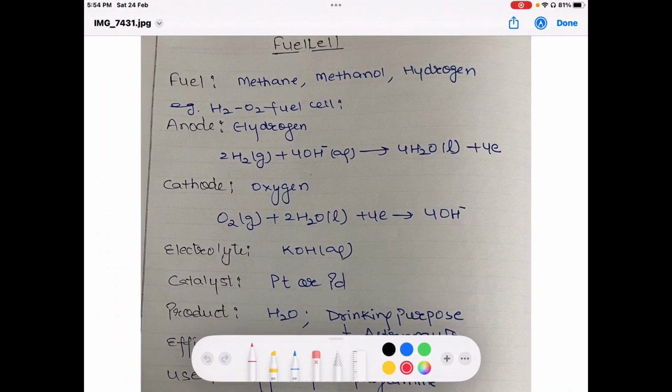Fuel cell. The fuel we use here is methane, methanol, or a hydrocarbon. Here I am taking the example of the hydrogen and oxygen fuel cell. At the anode we have hydrogen, H2, in the presence of OH minus, which is the electrolyte part, changing to water. Oxidation takes place. The cathode is oxygen. Oxygen with water changes to the hydroxide part.